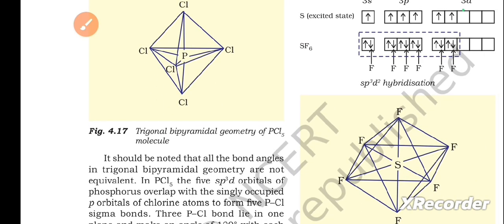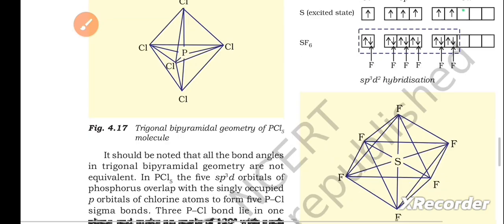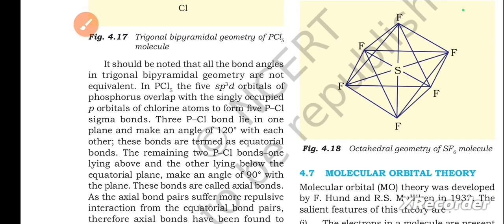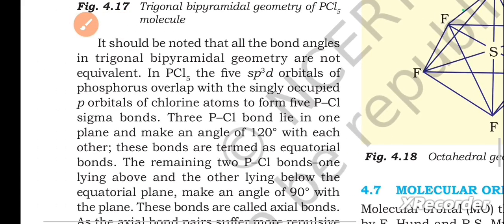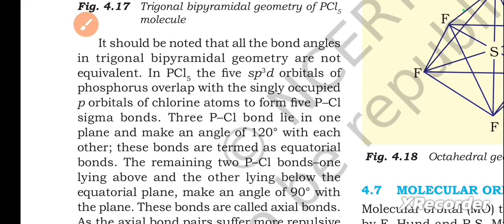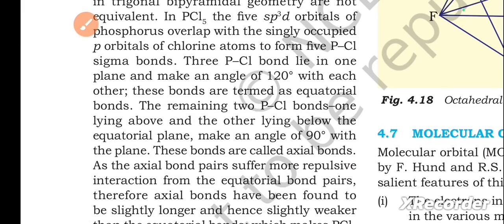So this is the figure. It should be noted that all the bond angles in trigonal bipyramidal geometry are not equivalent. In PCl5, the 5 sp3d orbitals of phosphorus overlap with the singly occupied p orbitals of chlorine atoms to form 5 P-Cl sigma bonds. 3 P-Cl bonds lie in one plane and make an angle of 120 degrees with each other. These bonds are termed as equatorial bonds.